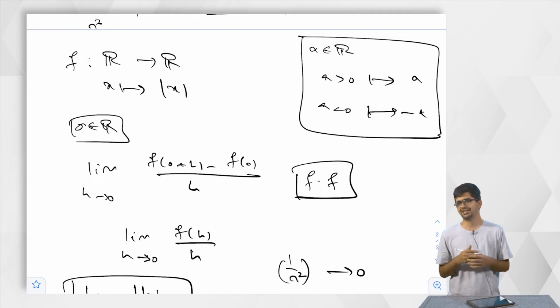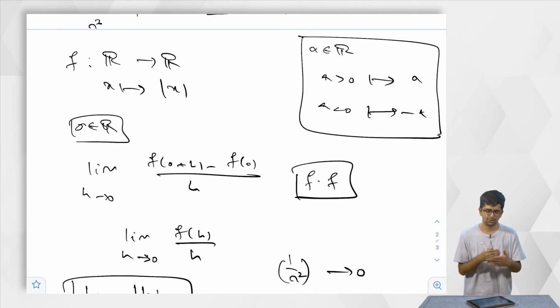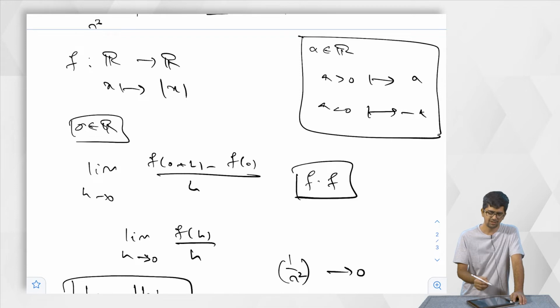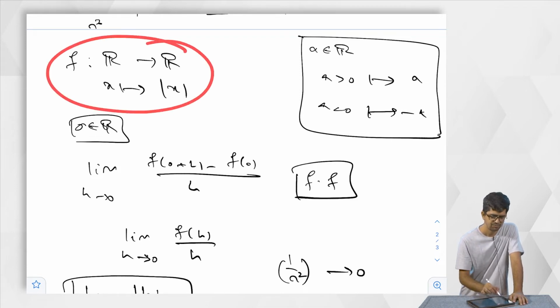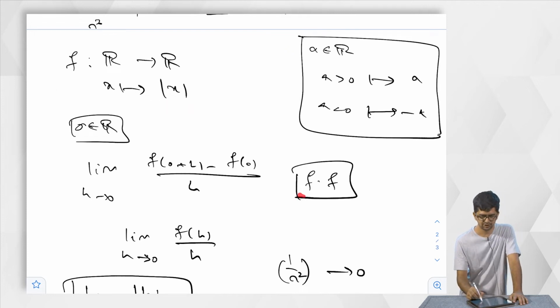So we cannot expect to produce new differentiable functions, or new non-differentiable functions, from old non-differentiable functions so easily. But we can of course produce non-differentiable functions, though not in a very obvious way. For this function, it's not differentiable at 0, but the square is differentiable at 0. So we can't expect to do it very easily, but we can of course do it.